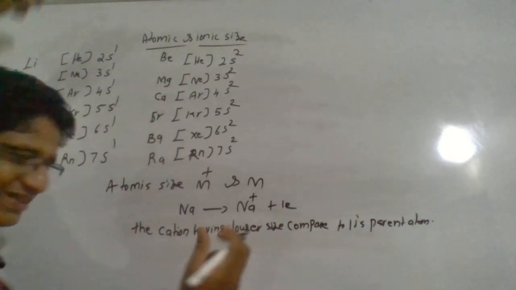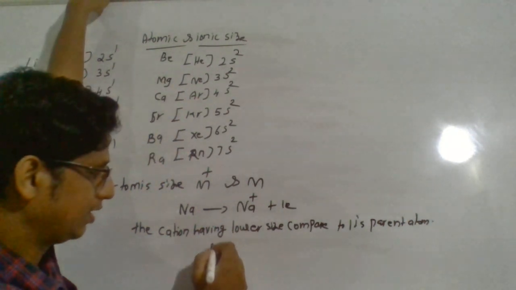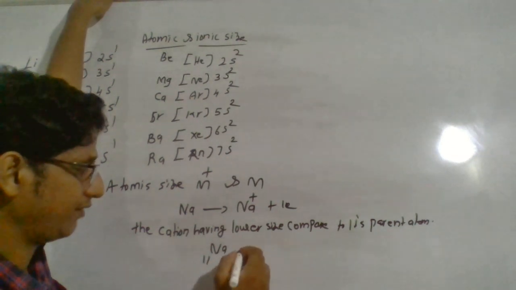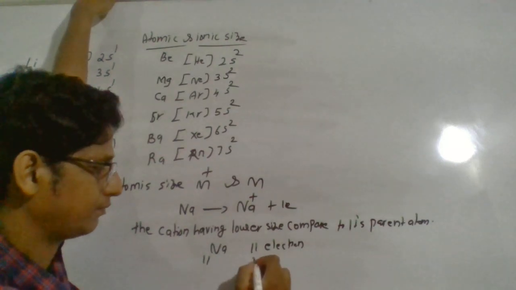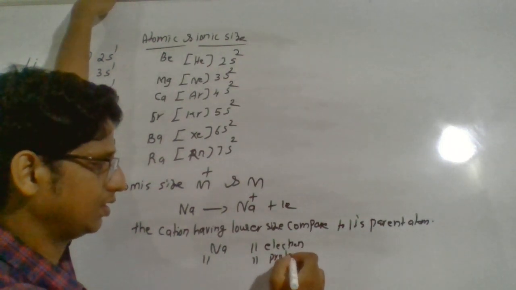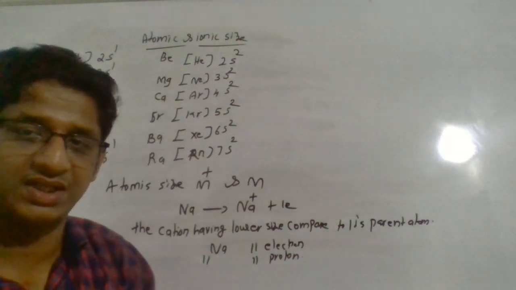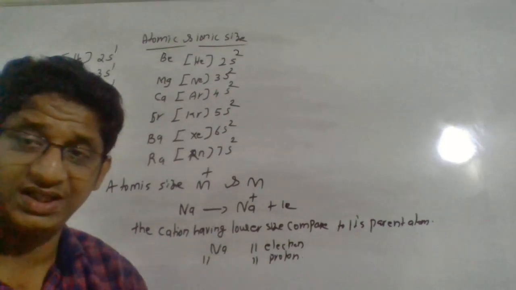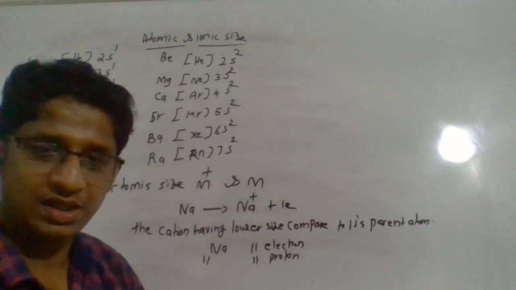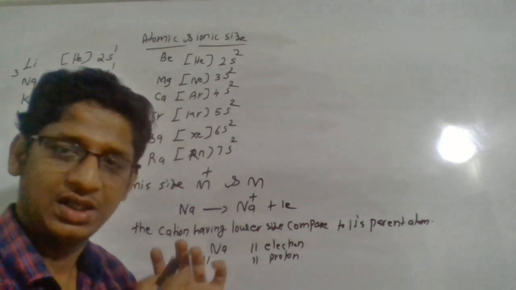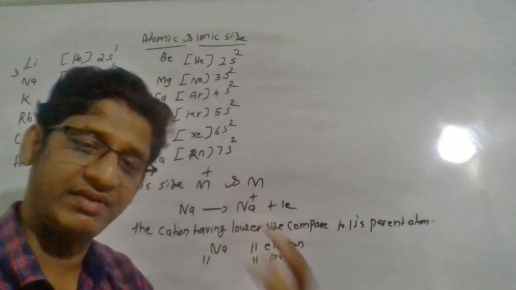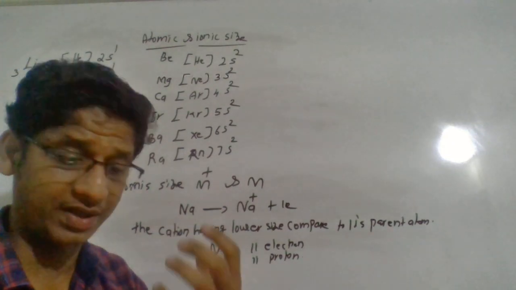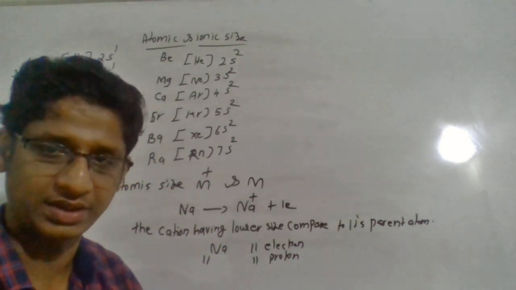Why so? Let us think. Let us compare with sodium. Sodium has 11 electrons and 11 protons. Which means the nuclear attraction experienced by each electron is almost like an equal sharing, because 11 electrons and 11 protons are there. Remember, the protons are attracting the electrons, right?